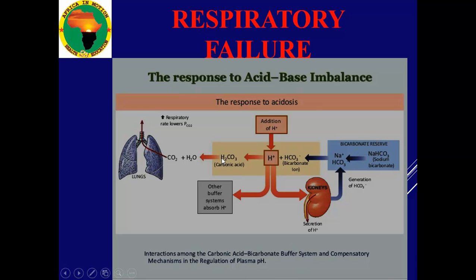The carbonic acid, when it reaches the lungs, the lungs are clever also. What the lungs will do, they will separate water and carbon dioxide. After separation of water and CO2, they will be able to eject CO2 outside and remain with what? With water. This is a very interesting mechanism, how the lungs and the kidneys clean the body.